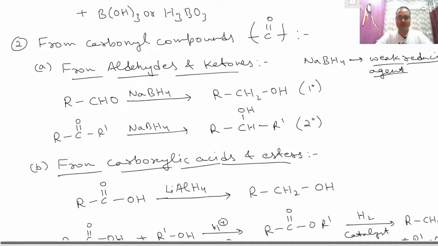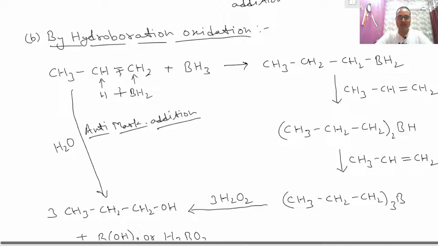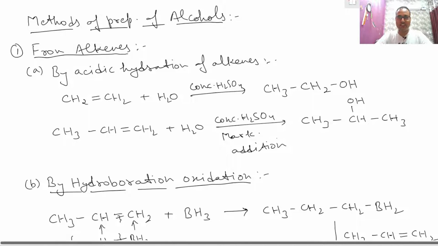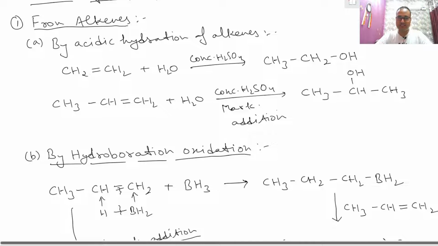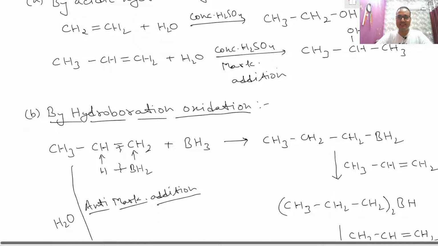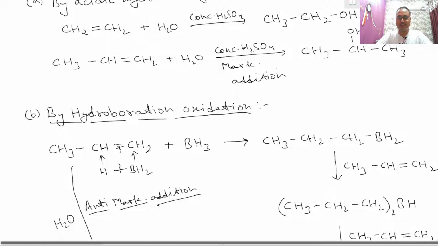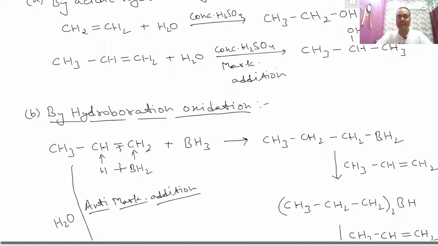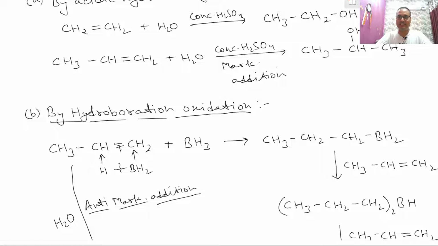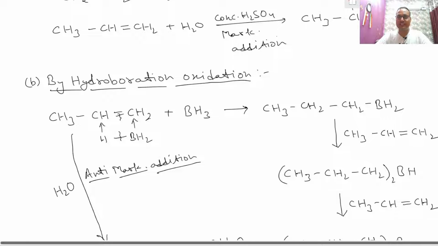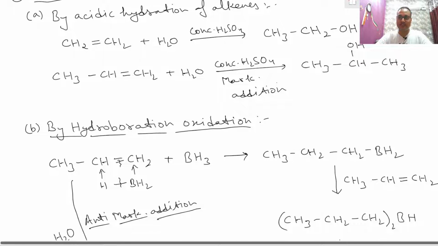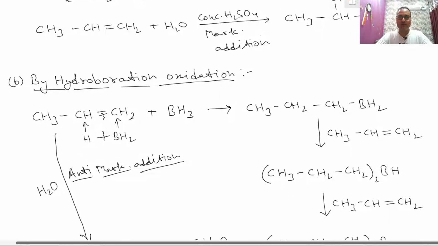So let us recapitulate what we have studied today. We have studied the methods of preparation of alcohol. First, we studied from alkenes. From alkenes, we have two methods, that is acidic hydration of alkenes, which we can do by adding water in the presence of concentrated H2SO4. If it's a symmetrical alkene, no need to worry, you can add hydrogen on any side and OH on the other side. But if the alkene is unsymmetrical, we have to take care of the addition by following Markovnikov addition. Next is hydroboration oxidation.